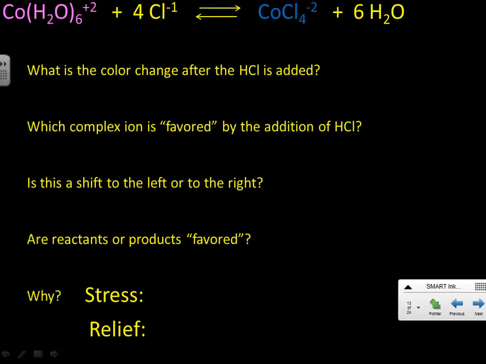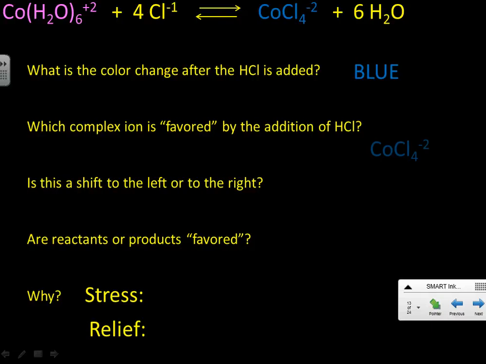So what was the color change after the HCl was added? Well, the pink turned to blue. Right? So what happened was the added chloride reacted with the pink cation, and it produced more of the blue anion and some waters, but we couldn't really see that because water is not a very visible product in this situation. So which complex ion is favored by the addition of HCl?